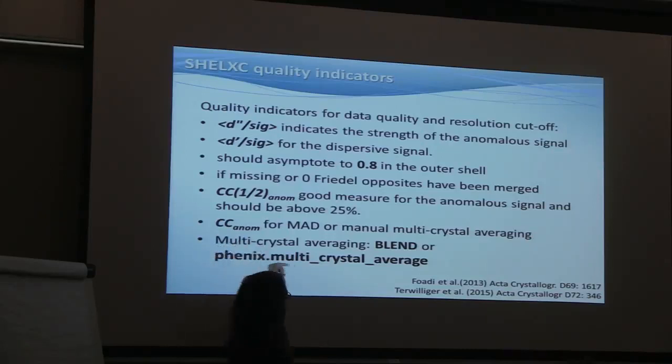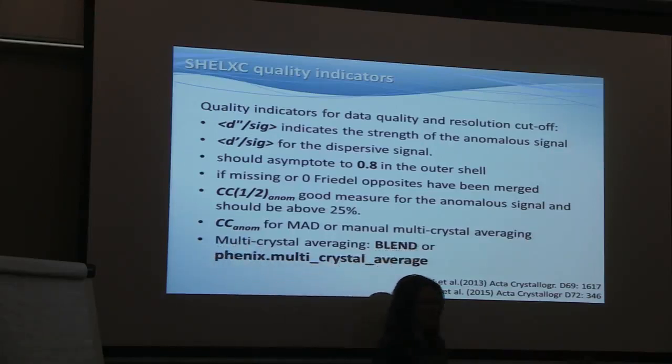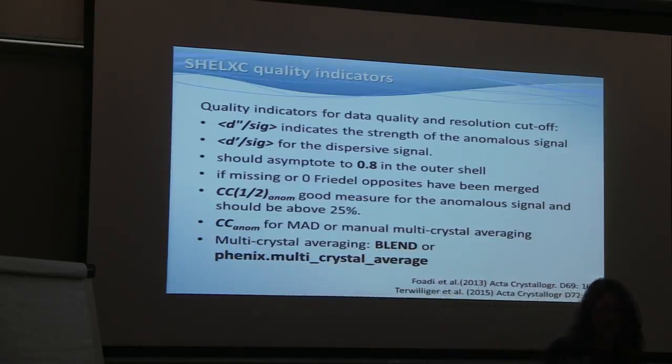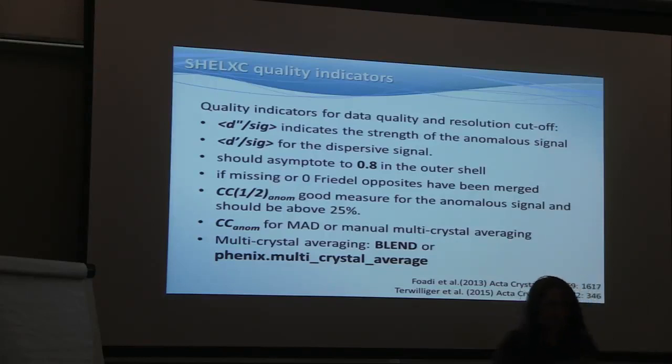You also need CC anom for manual multi-crystal averaging. So I don't know if you remember, but finding the substructure is an overdetermined problem with noisy data. So we've got a lot more data, all the intensity differences, than we have actually parameters to search for, which are only the atomic positions.